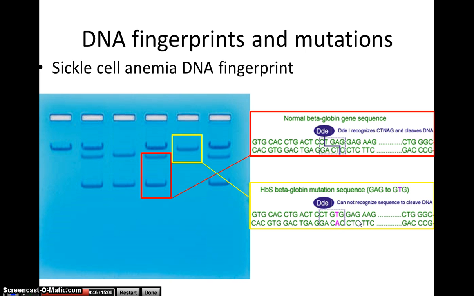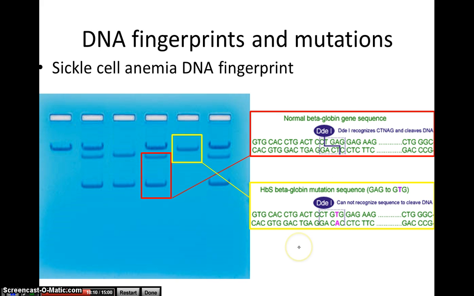What this does is it allows you to very quickly see, using gel electrophoresis, if that person has sickle cell anemia or not. Because in the affected person, they do not have that DNA cut. So what'll happen on the gel, you can see it here, right here is our person that has sickle cell. They'll end up with a band that's very large.